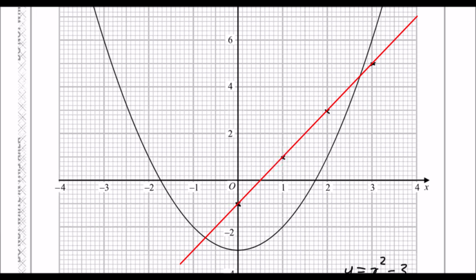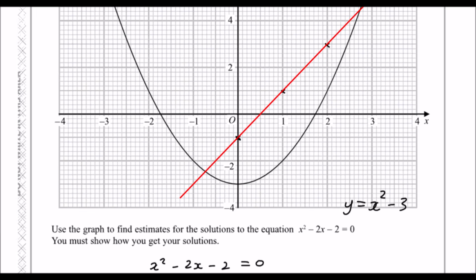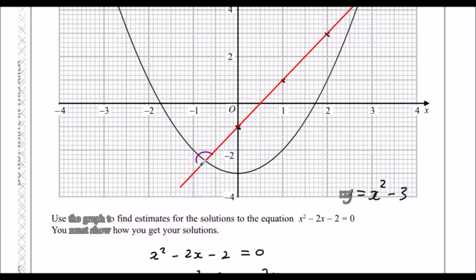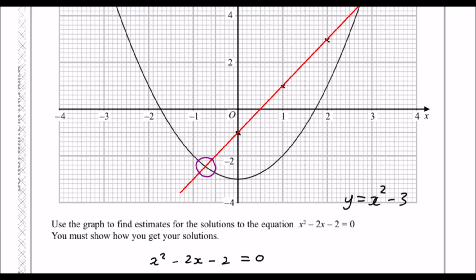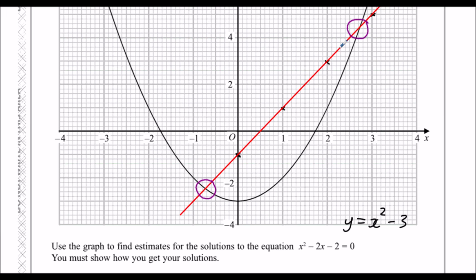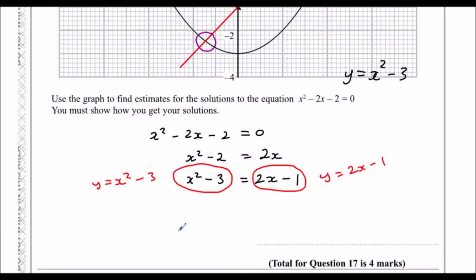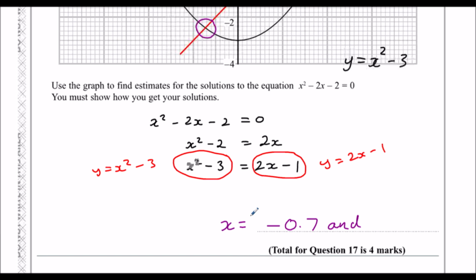And we need to know where they intersect. So the intersections of these graphs, we're looking at this point and this point. So what are the x coordinates for these two intersections? We've got minus 0.7 and 2.7.